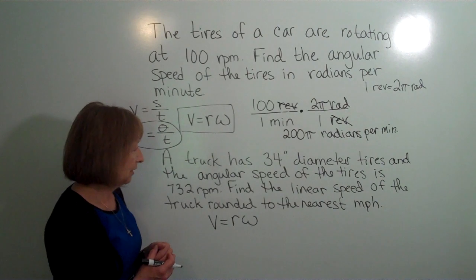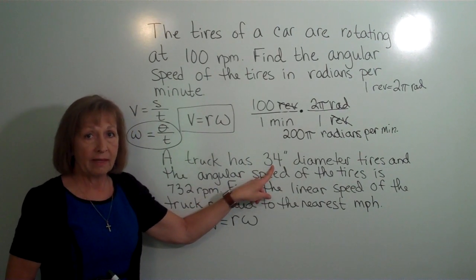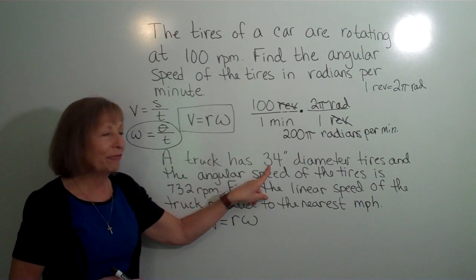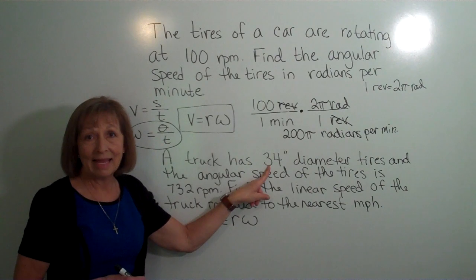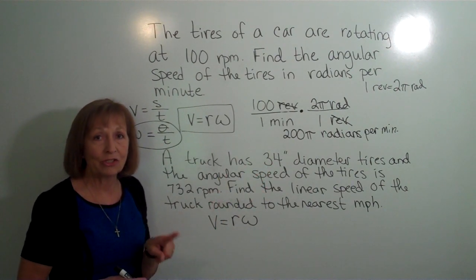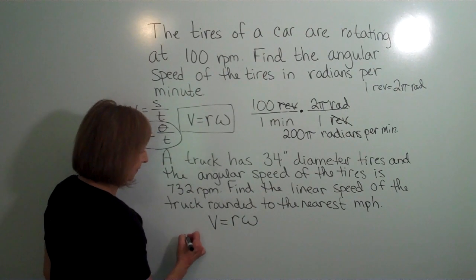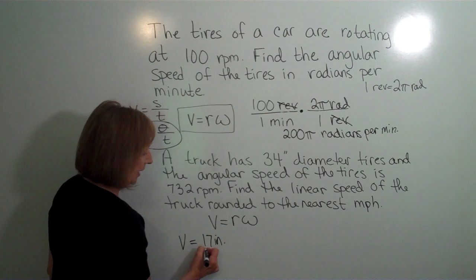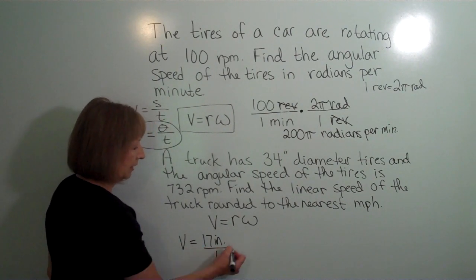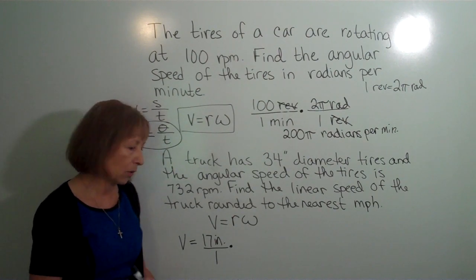requested units. All right, so, if my tires are given to me as 34-inch diameter tires, then that means that they have 17-inch radius. So my radius is 17 inches. And I'm going to put that over 1. And I'm just going to use the dot between the fractions as you go.